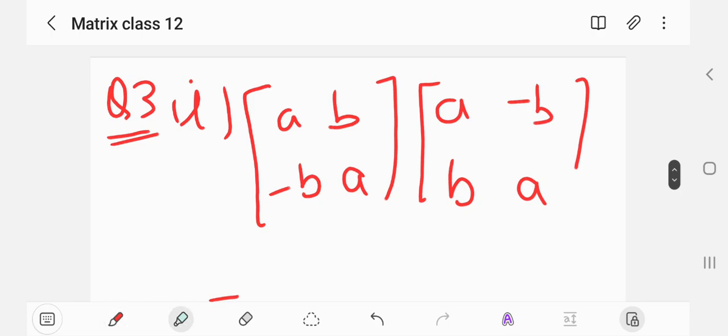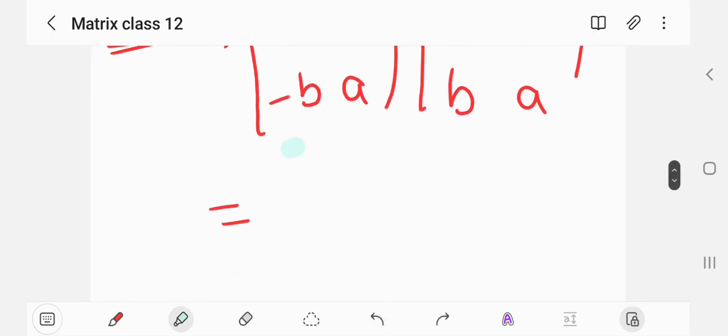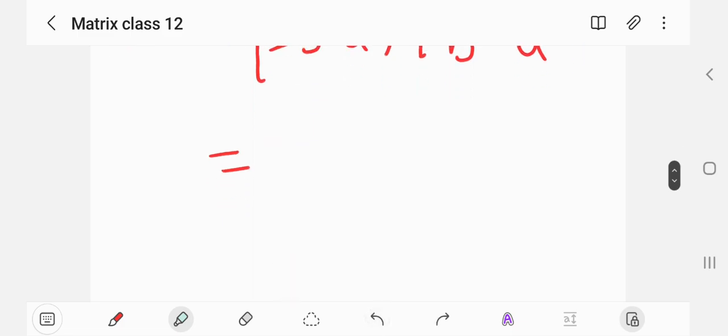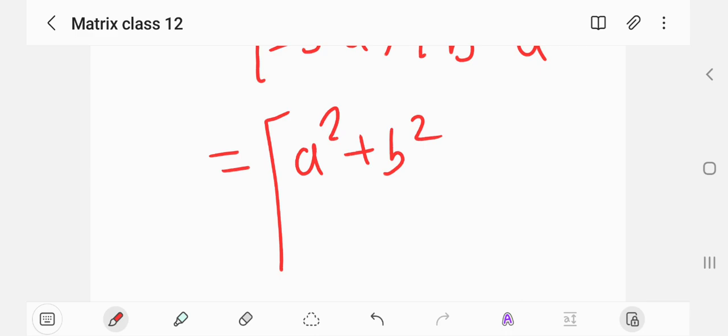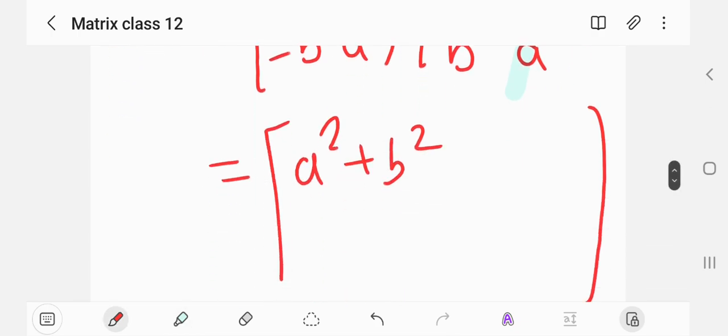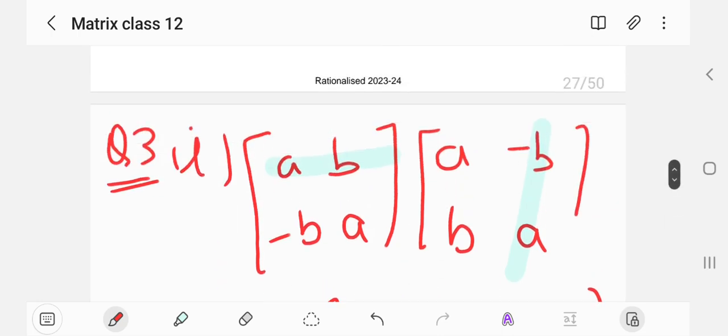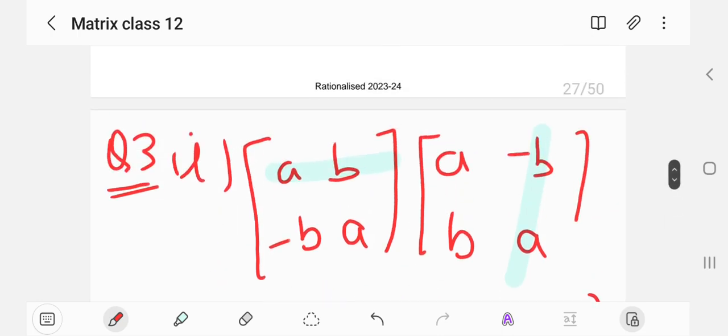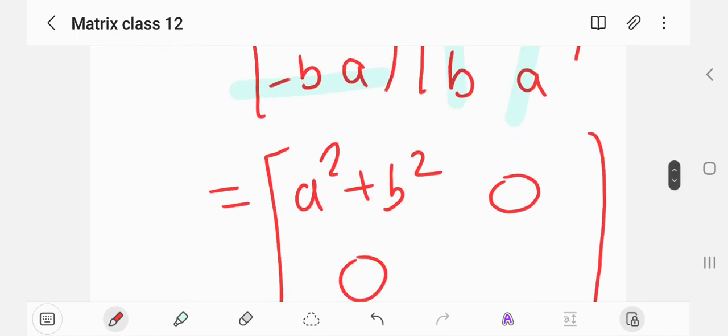When I multiply this row with this column, what do I get? I will get a square and b square, so a square plus b square, right? Now multiply this row with this column. I get minus ab plus ab, which is 0, right? Multiply this row with this column, again minus ab plus ab, which is 0.